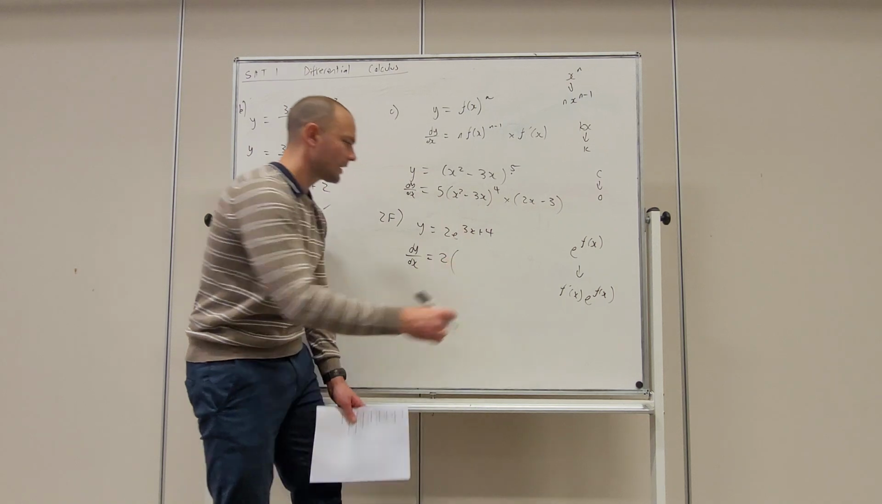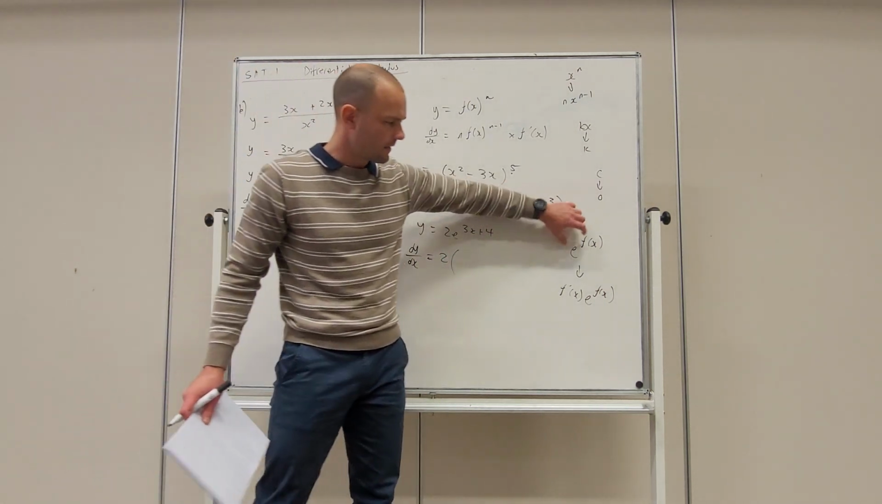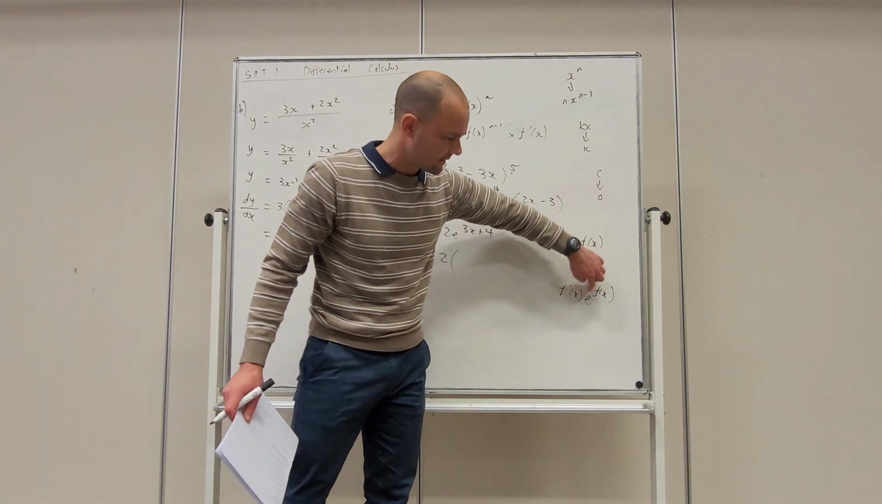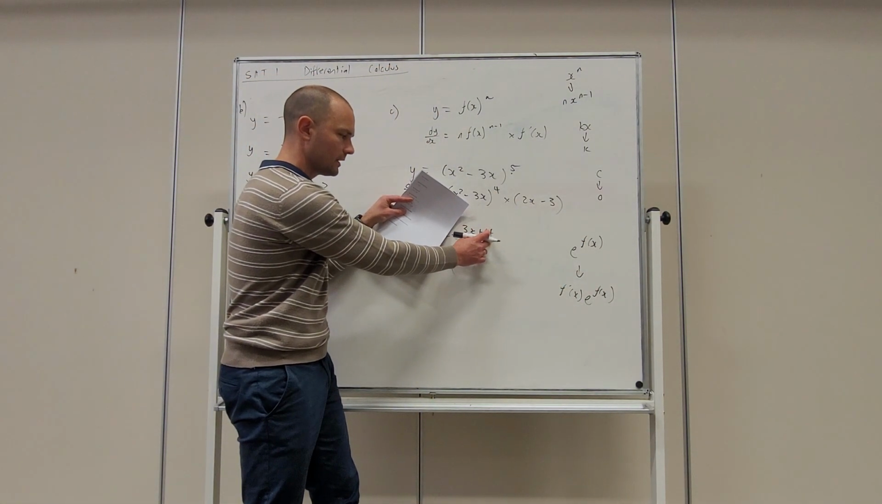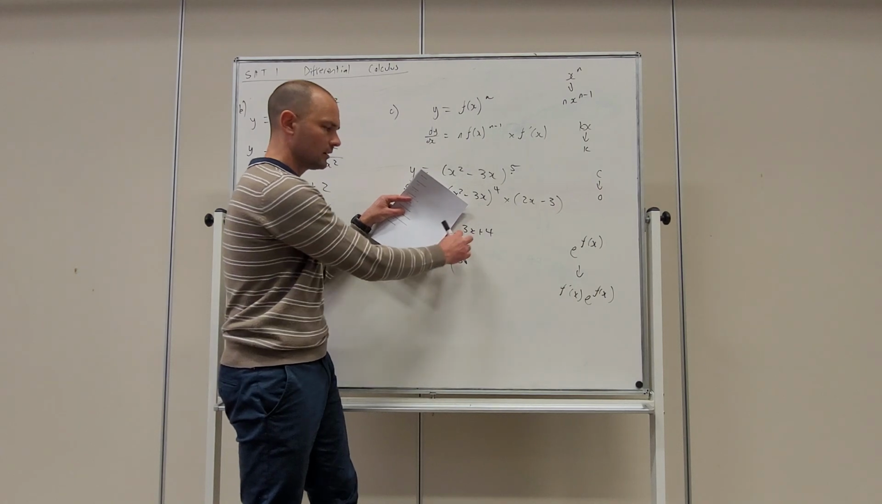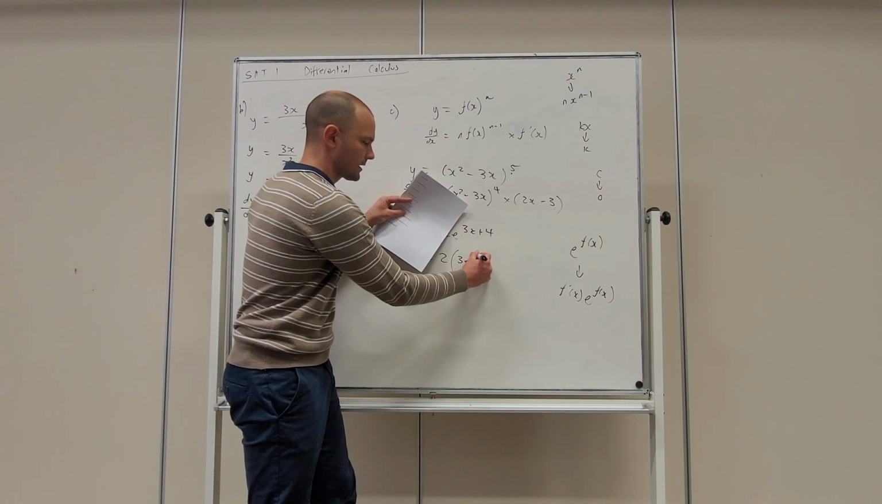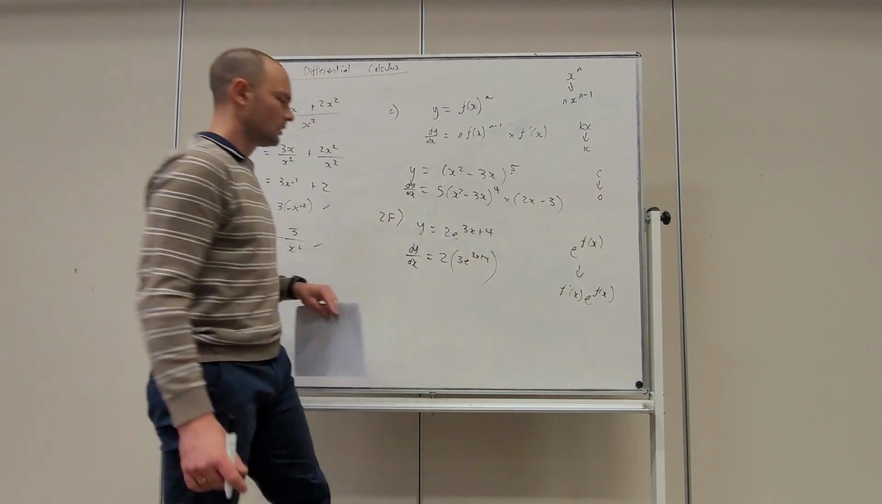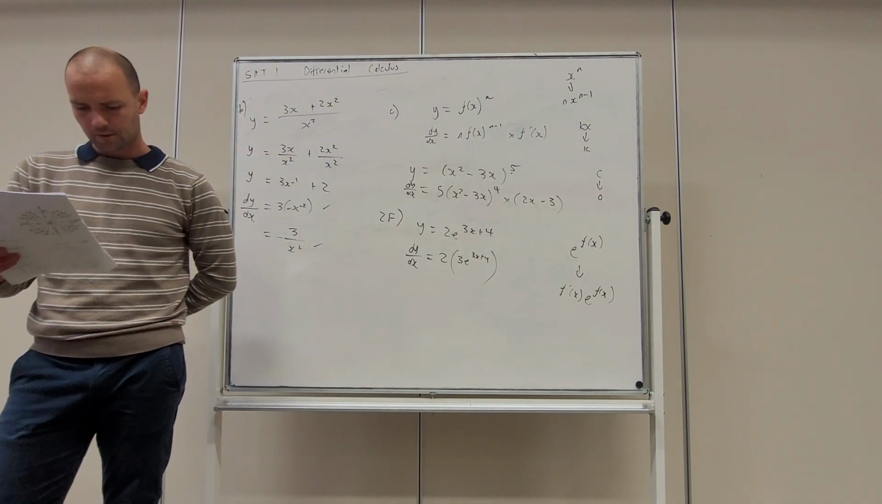Okay, the 2 is going to hang out, and we have e to the f of x. All right, e to the f of x goes to f dash of x, e to the f of x. So e to the 3x plus 4 is going to go to 3, the derivative of 3x plus 4 is 3, e to the 3x plus 4. We could simplify that by expanding that. That's fine at this stage.